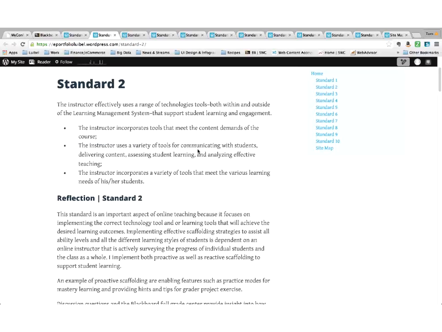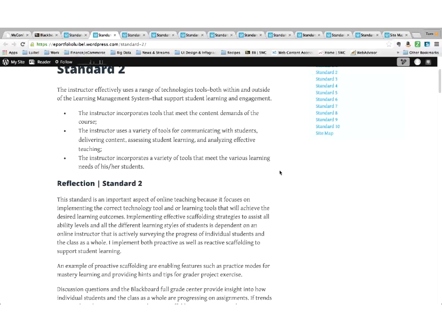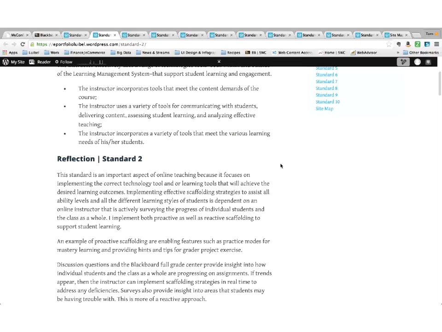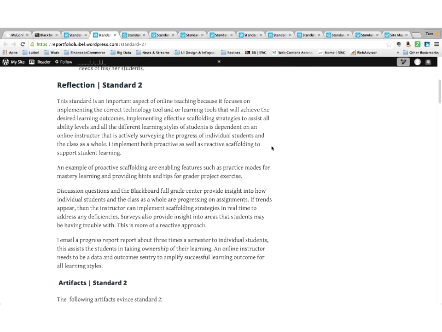The instructor uses a range of technologies, both within and outside the learning management system, that support student learning and engagement. The instructor incorporates tools that meet the content demands of the course. The instructor uses a variety of tools for communicating with students, delivering content, assessing student learning, and analyzing effective teaching. The instructor incorporates a variety of tools that meet the various learning needs of his or her students.